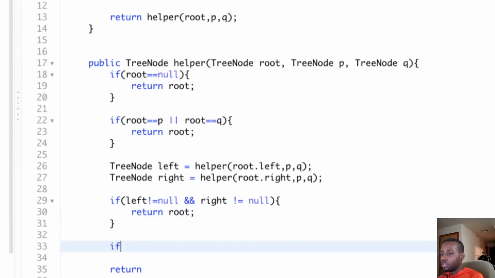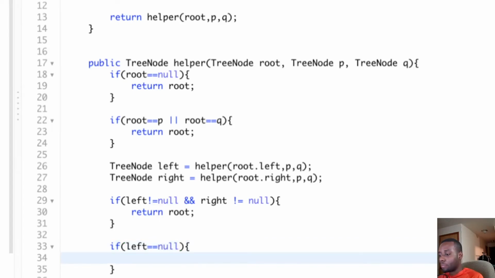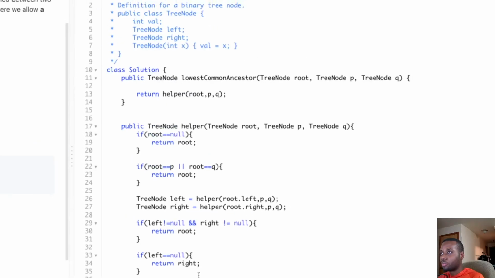So now the other case: it must be one or the other, so one of them is null, or they're both null. If left is equal to null, then I return the right side. Otherwise, I return the left side. I just keep bringing up the answer that I got from my subtrees.